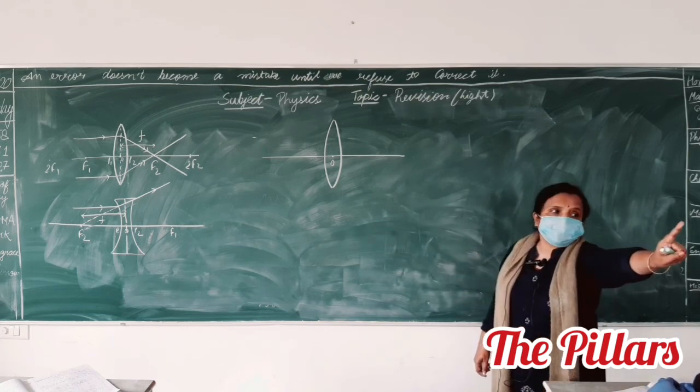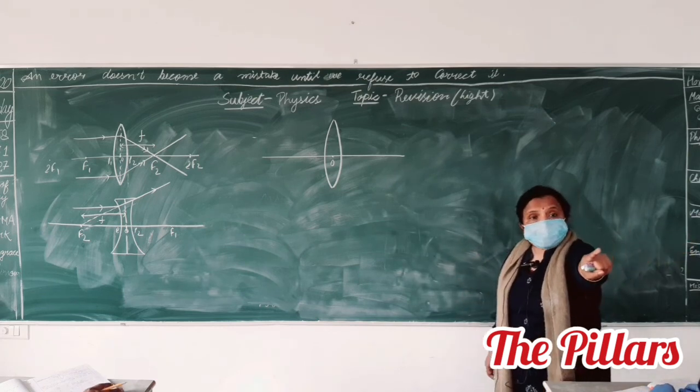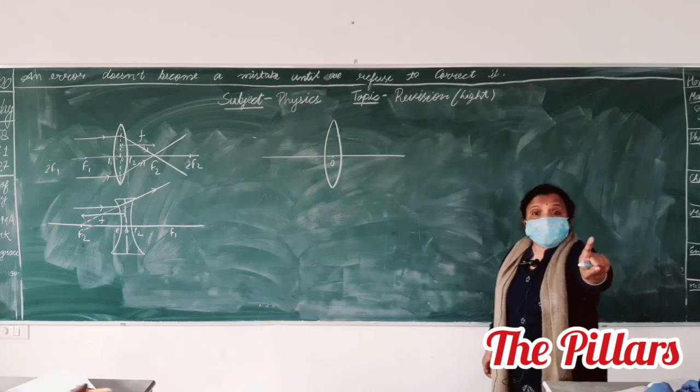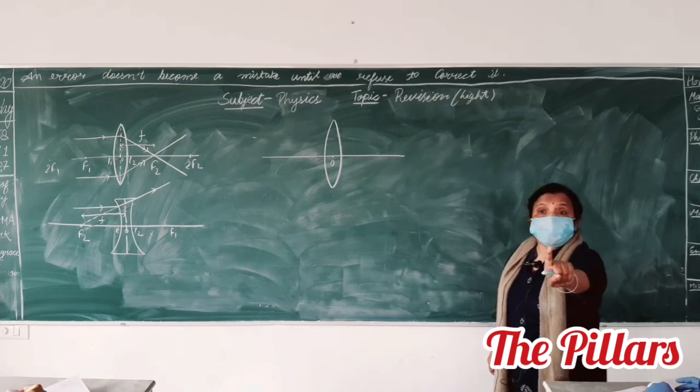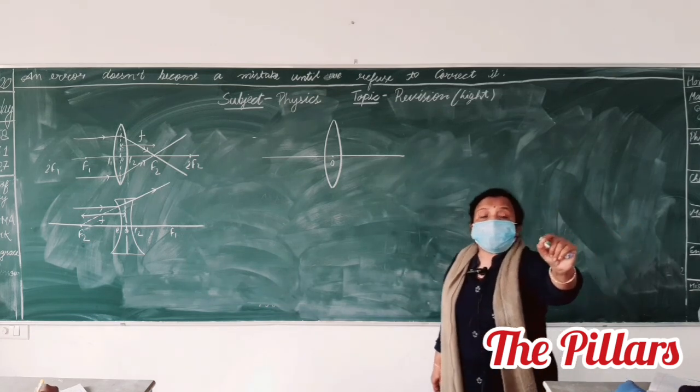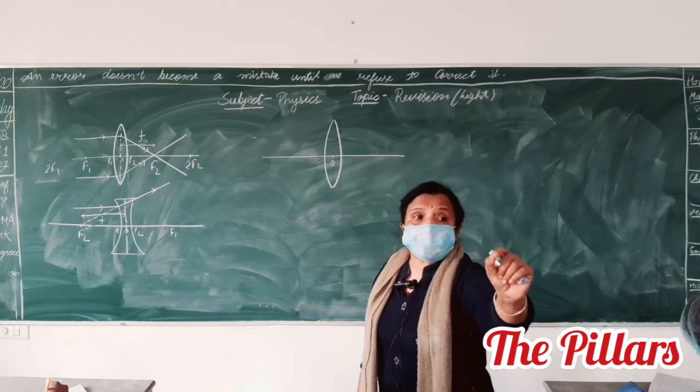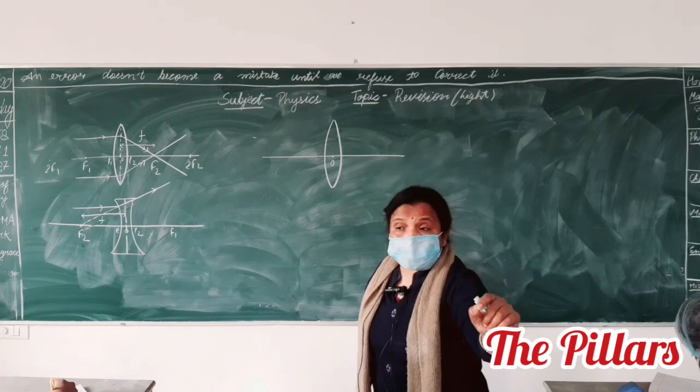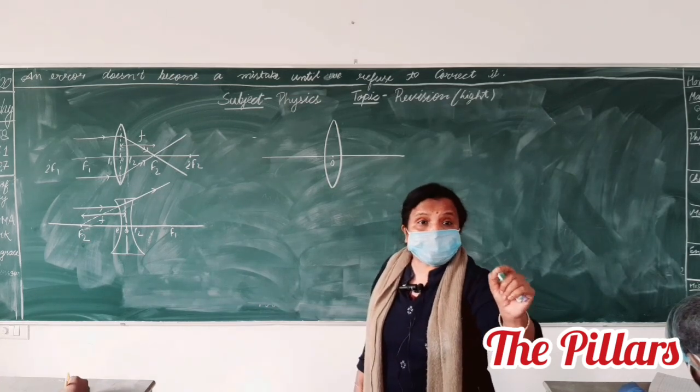Please look here. Sit down. You might get a question: why is a convex lens called a converging lens? You can write in your revision copy: converging action of convex lens.